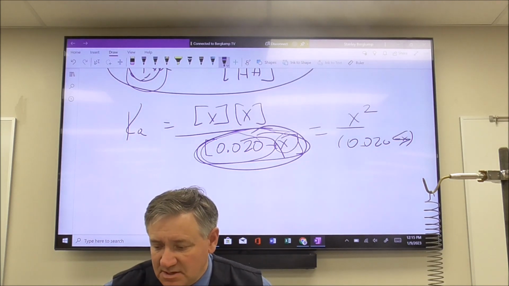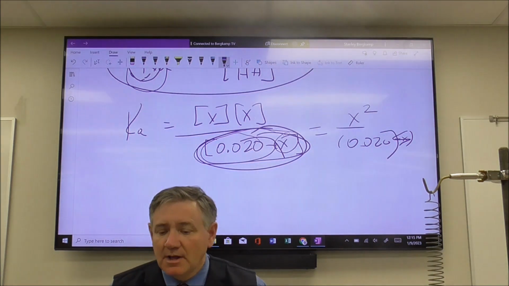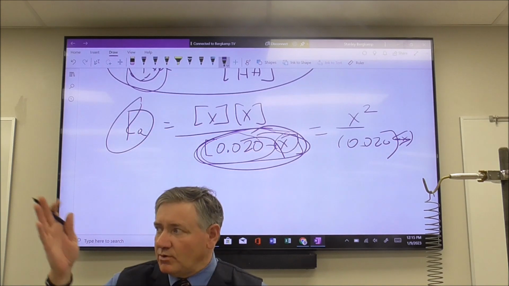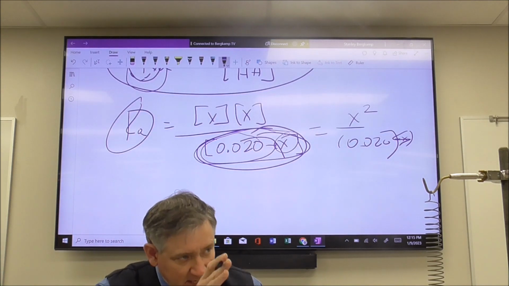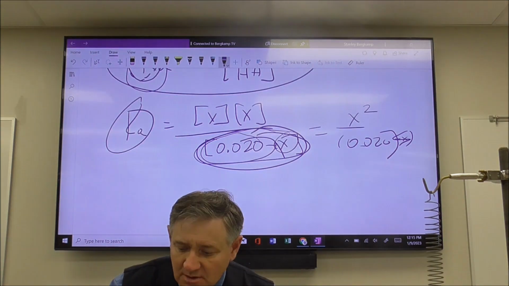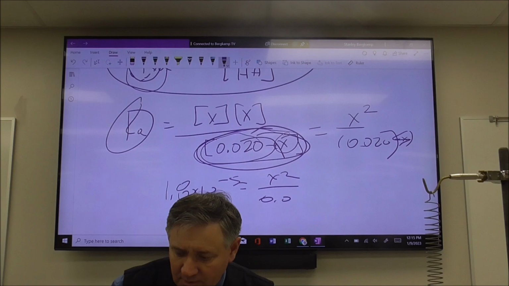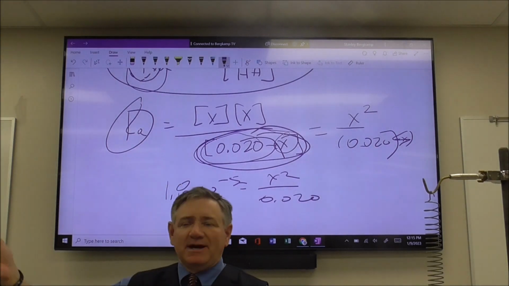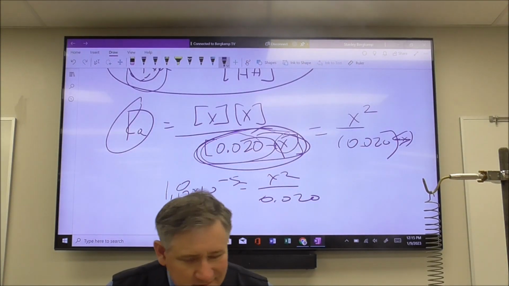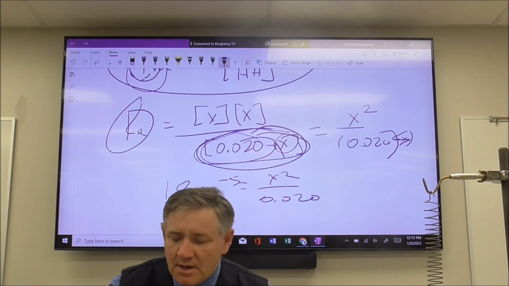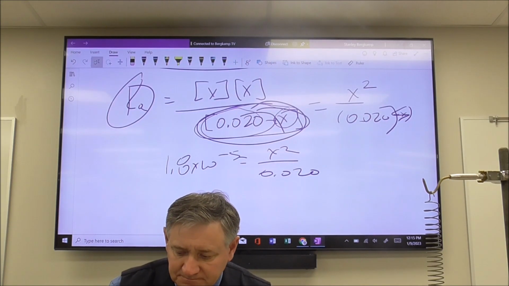So this is just going to be 0.020. At this point, I know what my Ka value is. I gave you that number. So I have 1.8 times 10 to the negative fifth equals X squared divided by 0.020. Technically it's minus X, but we're not going to worry about the X. Not worth it.